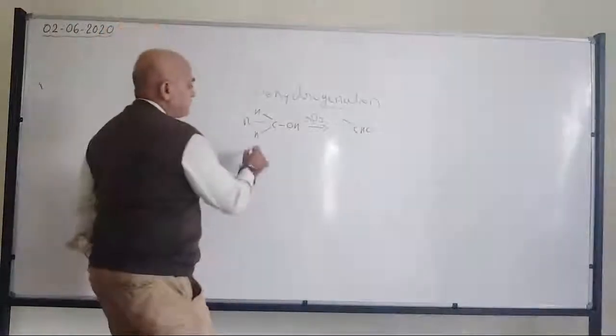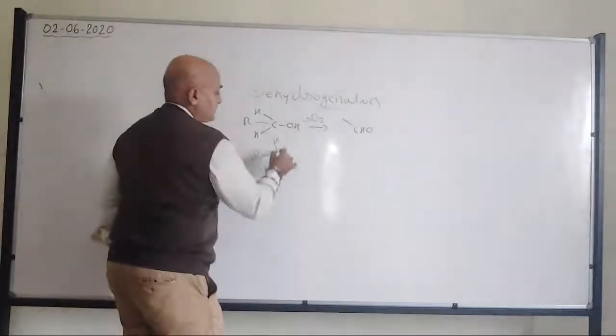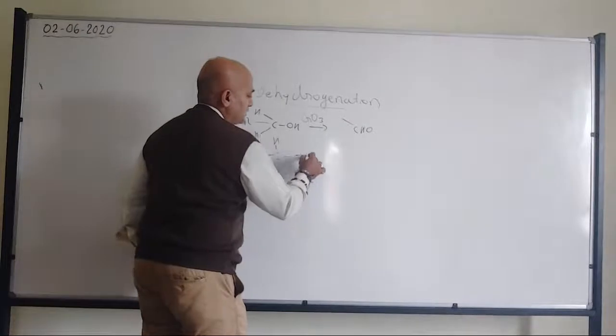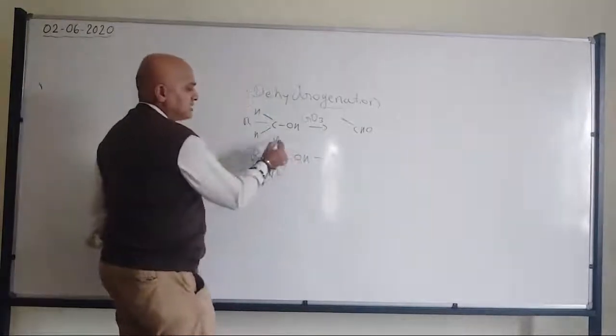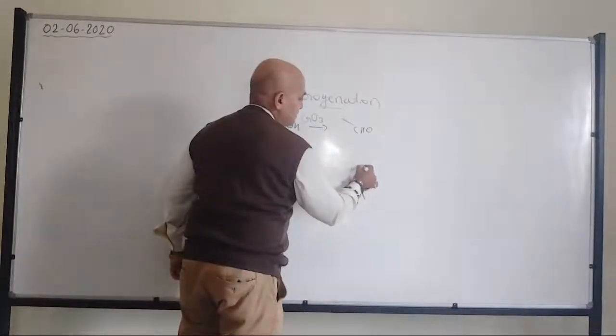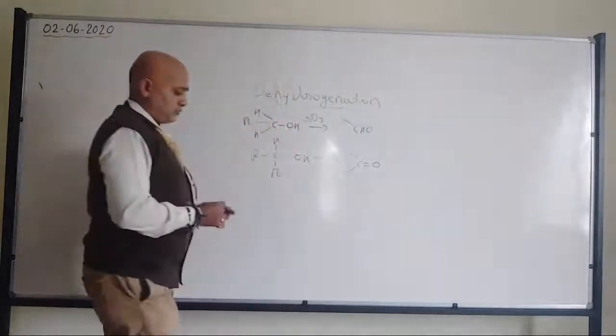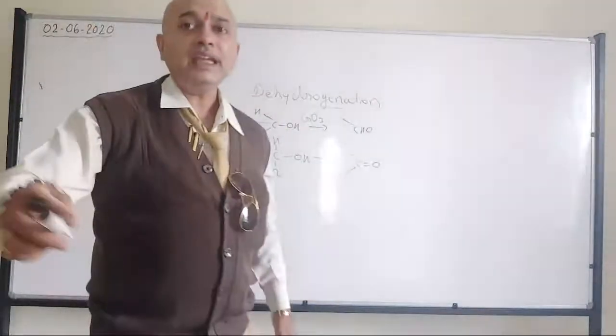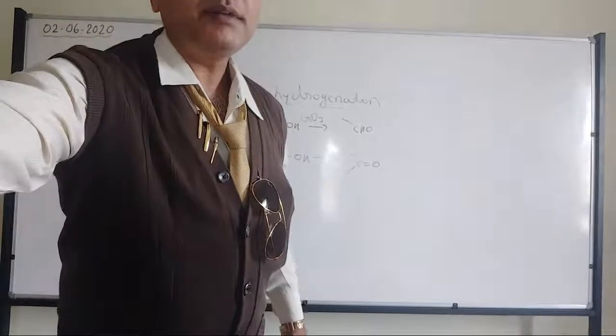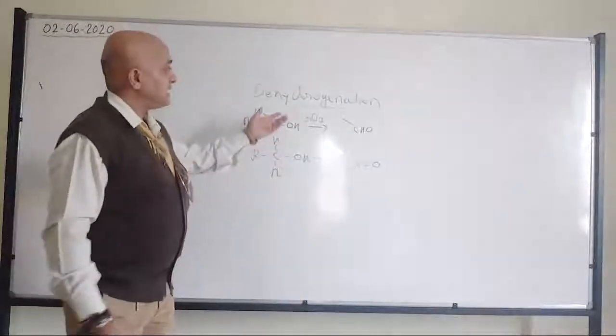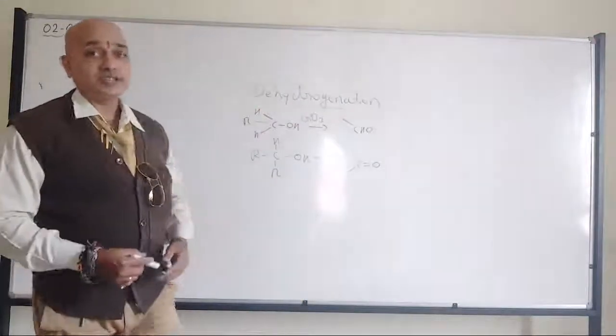Same way, whenever we are taking secondary alcohol, once again H will be removed. So leftover will be ketone. So what I mean to tell here is, this is an example for dehydrogenation.